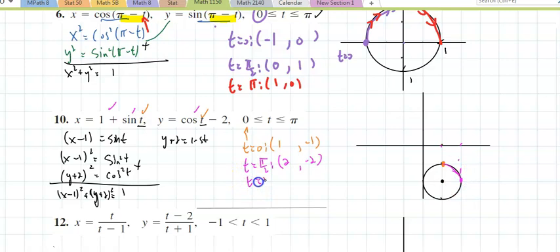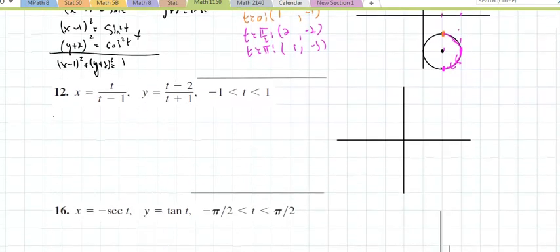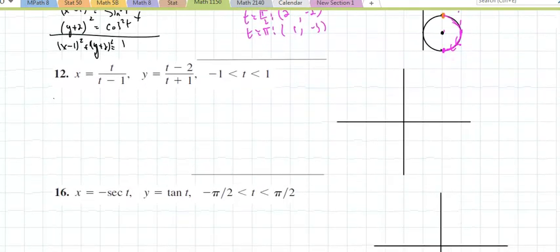And obviously at t equals pi, I know where that's going to end up. That's a 1, and that's a negative 3. 1, negative 1, negative 2, negative 3. So I'm tracing the right half of this circle again in a clockwise rotation. A couple more to go.